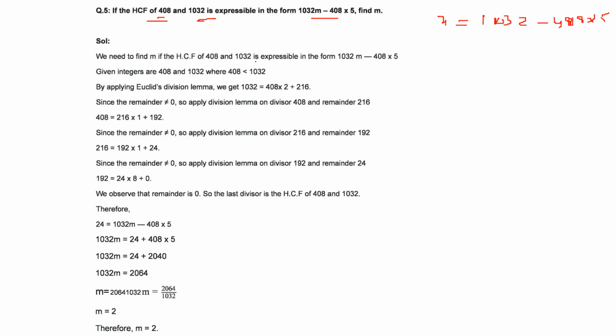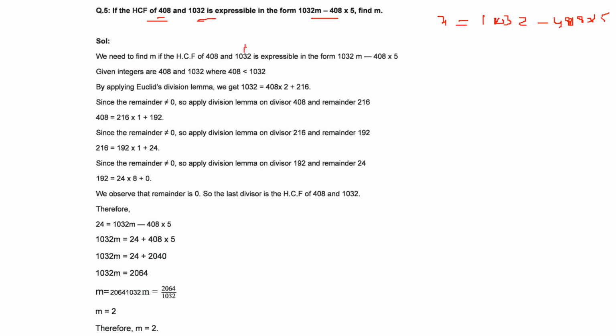If the HCF of 408 and 1032 is expressible in the equation form 1032m minus 408 into 5, we have to find m. So it becomes quite easy here. We just have to find the HCF of these two numbers, and when we find the HCF, say it is x, we'll just equate it with 1032m minus 408 into 5. This is what we have to do. Now we are aware of how to find the HCF, so we'll quickly jump into finding it.